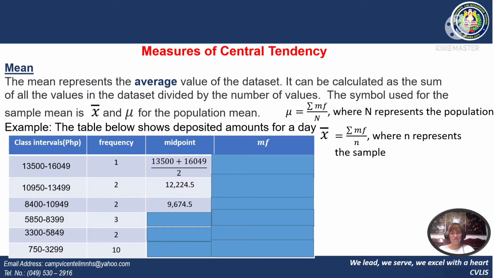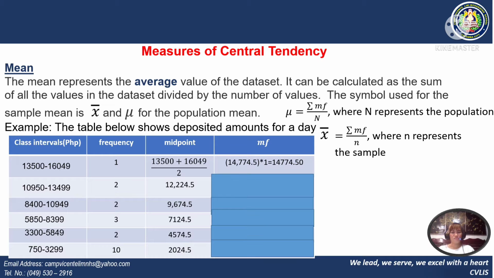Okay, for the midpoints, we have 9,674.5, 7,124.5, 4,574.50, and 2,024.50. And then let's move to the product between the midpoint and frequency.